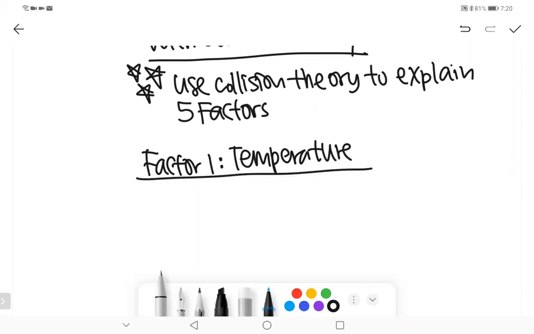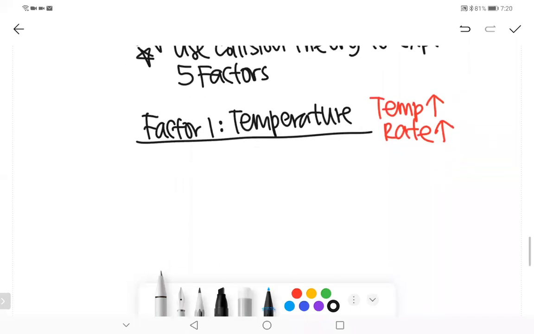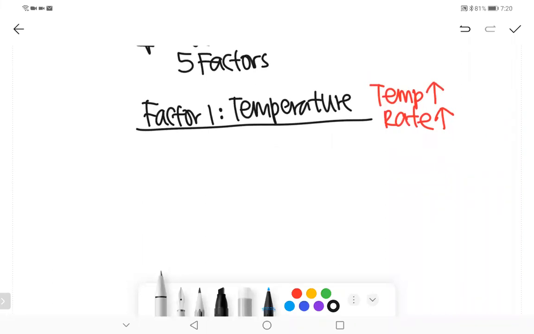We know that when temperature increases, the rate will increase. But why? Why when temperature increases does the reaction become faster? Let me use 2 pictures for demonstration, then I will show you how to write the answer in your SPM. So let's say the first one.